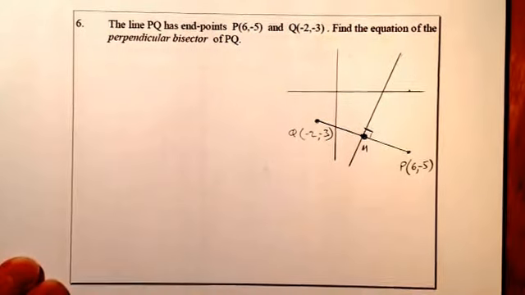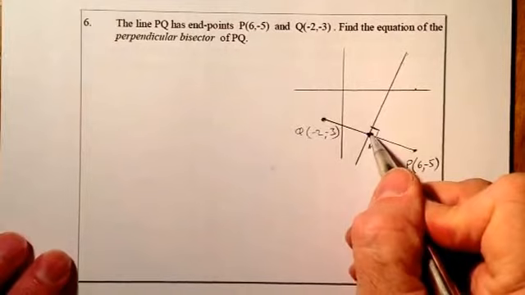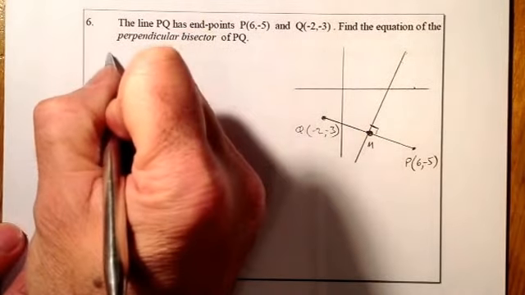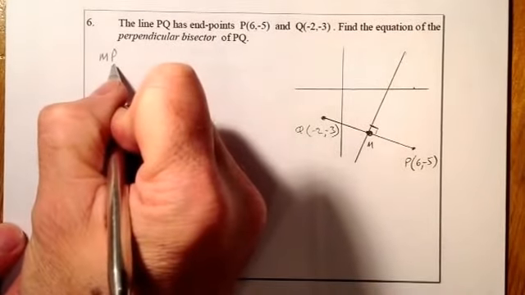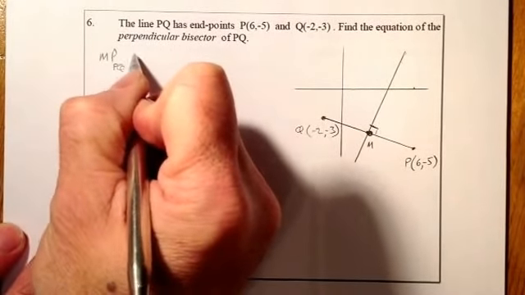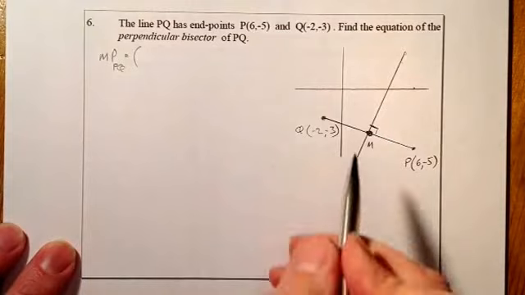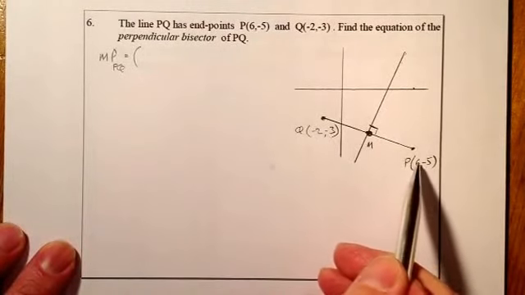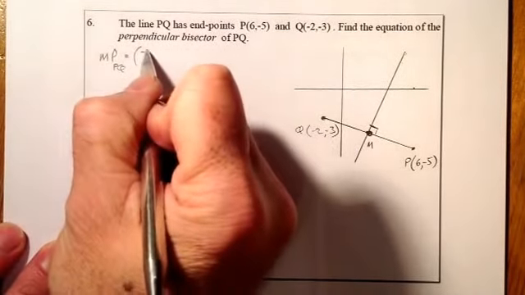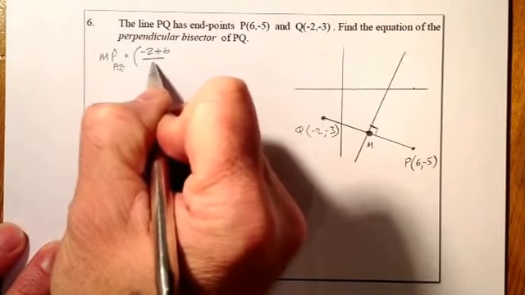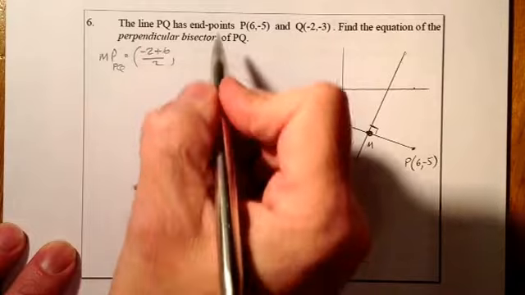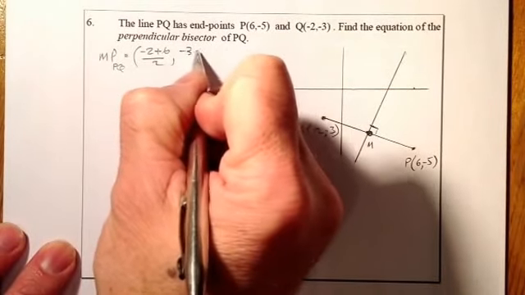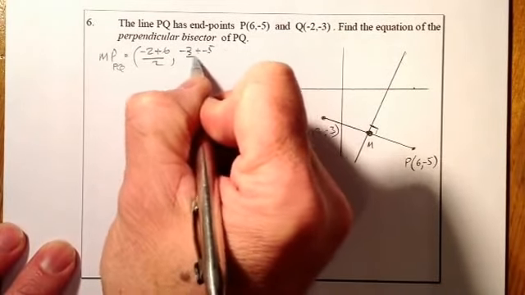So the steps that I'm going to go first of all for, I'm going to find that midpoint there. So midpoint is going to be equal to, so it's a midpoint of PQ. And I'm just going to get the coordinates. What I'm going to do is take the mean of the x coordinates. So I've got minus 2 plus 6 all divided by 2. And I'll take the mean of the y coordinates. So that's minus 3, and that's going to be plus minus 5 all over 2.